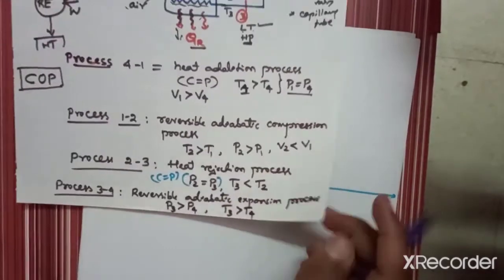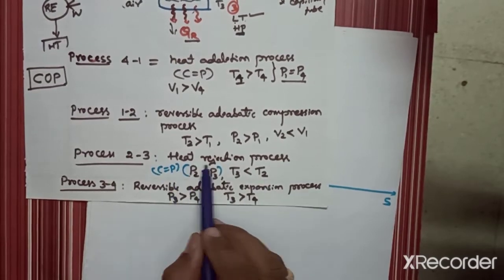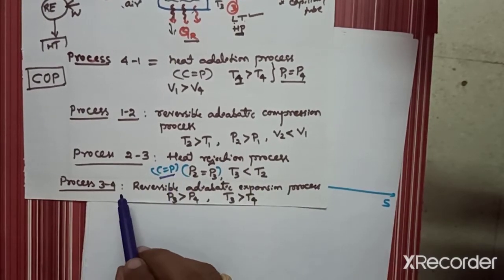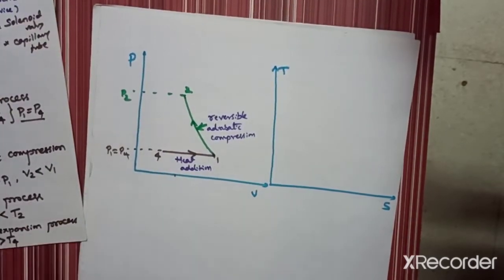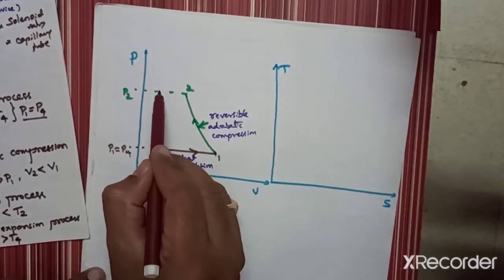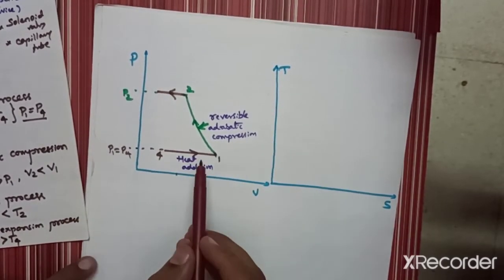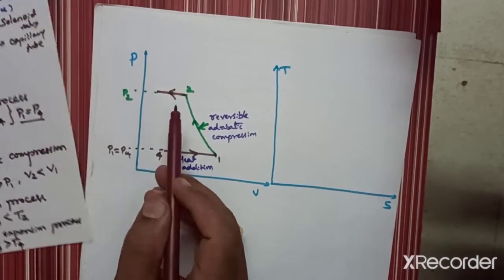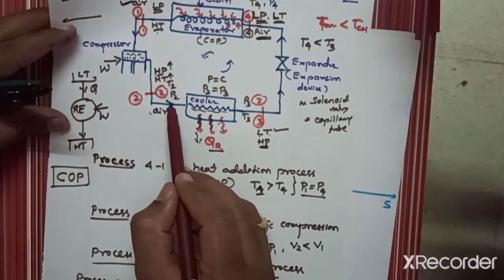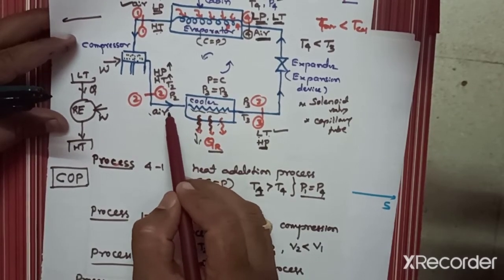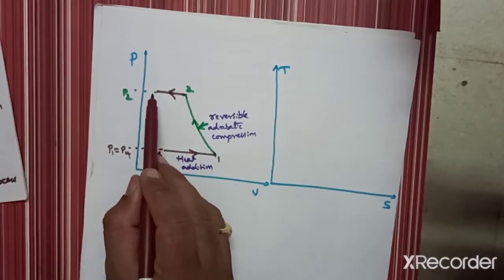So now the third process. What is the name of the third process? Process 2 to 3, heat rejection process. During the heat rejection process, again the pressure is constant. So I will represent it with one horizontal line. Constant pressure process, the arrow mark is towards left, because during the cooling process the volume decreases, as there is a chance of condensing here.